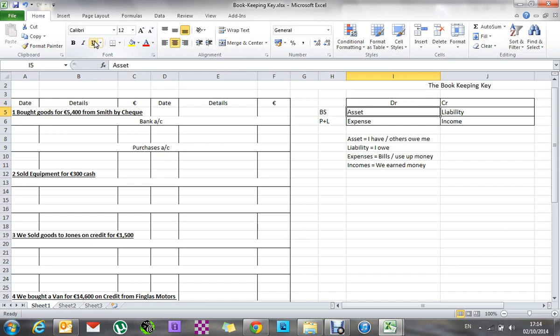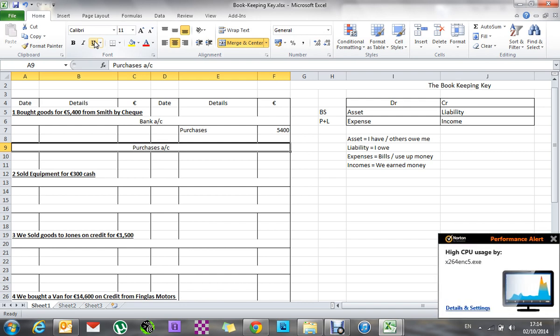So the DR side is the plus side of an asset account, so I have to put the opposite. I have to put a CR entry in. So I'm going to put 5,400 there, and here in the details, I'll write the name of the other account, which is purchases. If I was buying not goods, but a van, then in bank I'd be writing van here, and the second account wouldn't be called purchases, it would be called van account. But no, these are goods that I buy on a regular basis.